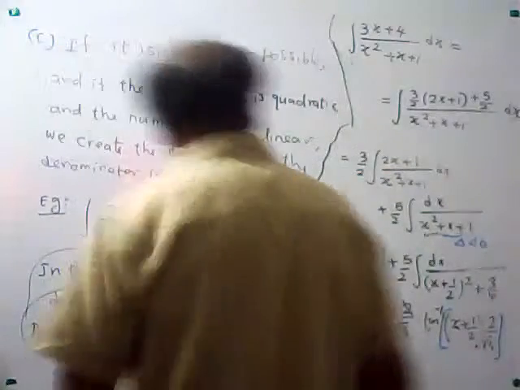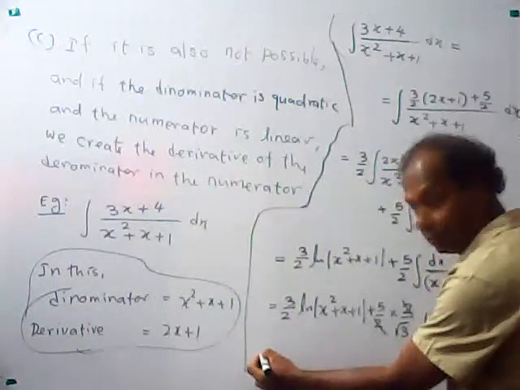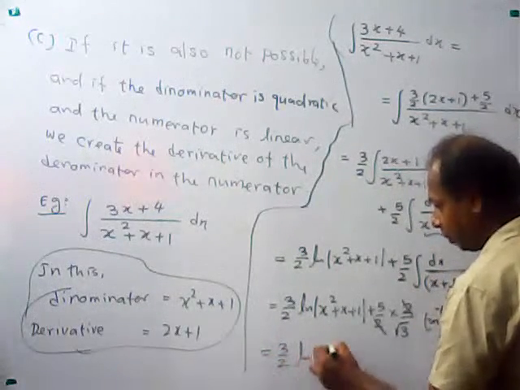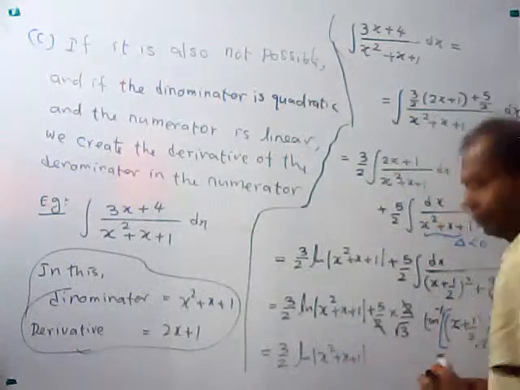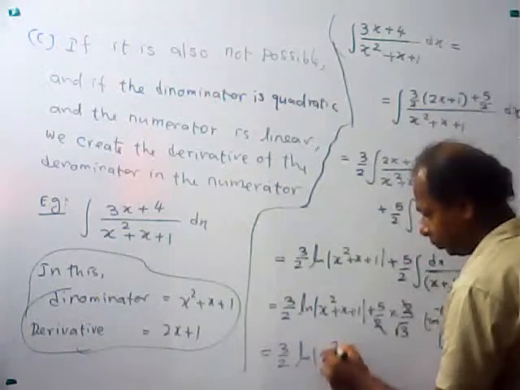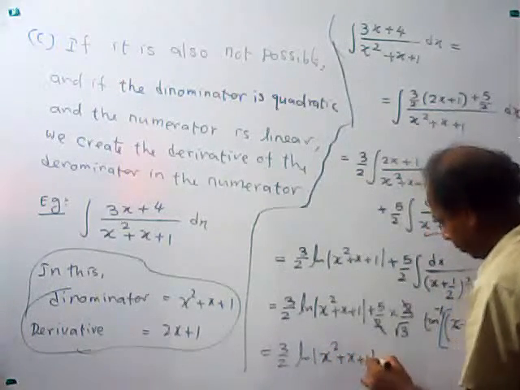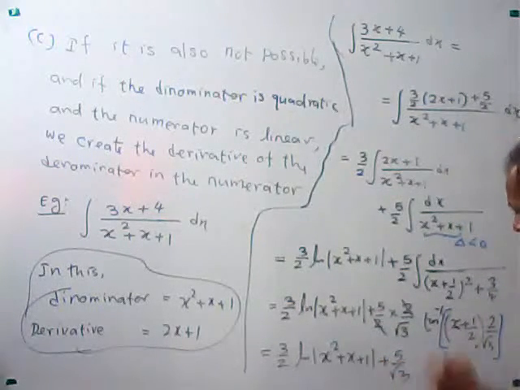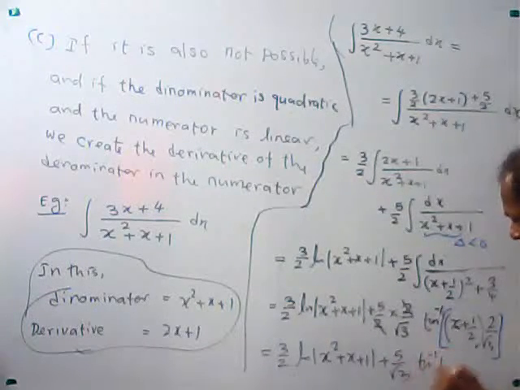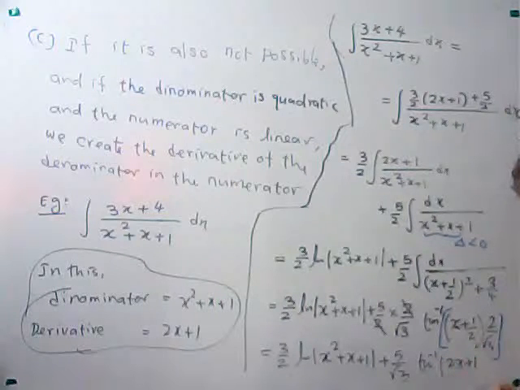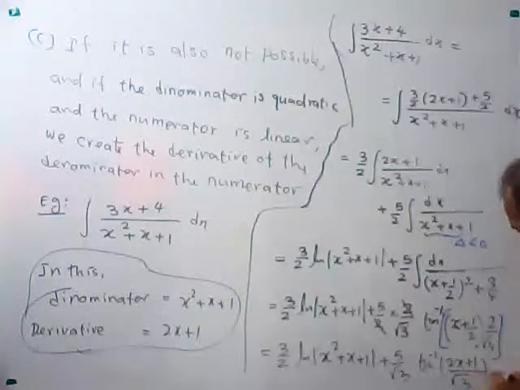I'll try to write it here. So it's 3 over 2 ln mod of x squared plus x plus 1, plus 5 over root 3 tan inverse of (2x plus 1) over root 3, plus c. Don't forget to write plus c.